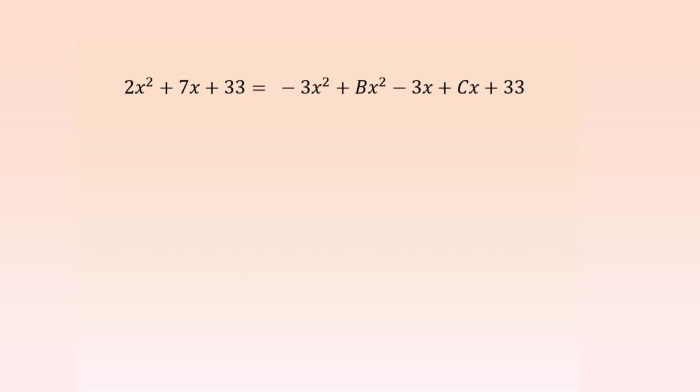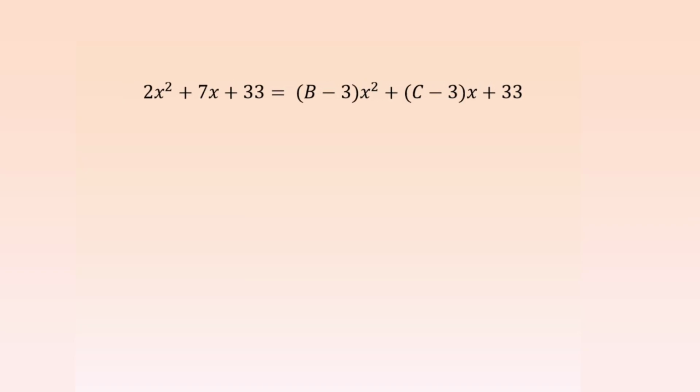Once we do that, for the -3x squared and bx squared, you can factor x squared out, and for the -3x and the cx, we can factor x out. If that's the case, we can have it as this. So you can see that on the left side, we have 2x squared. On the right side, we have b minus 3 multiplying x squared. So they are corresponding.